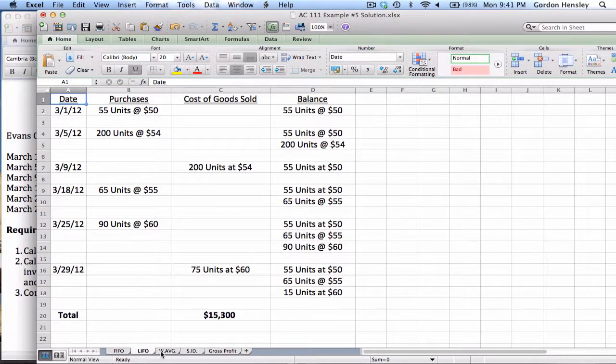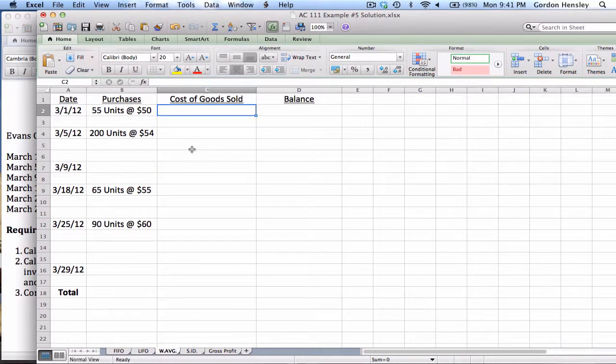Now, the next method that we're going to use is the weighted average method. Under weighted average, instead of peeling the layers off, I actually want to calculate an average. So it's a little different, and it's actually going to require more work. I'm not going to peel off layers of inventory. I'm going to compute an average price each time. So that's going to require more calculations.